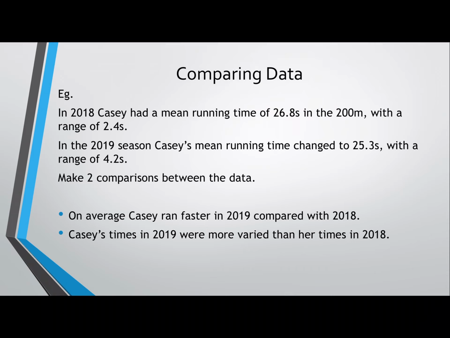I've not said that Casey's time in this was 4.2 and her time in that was 2.4. That's not enough information for me to relate it to the context of the question, and this question was talking about time, so we needed to say faster, and her times were more varied. In this case, I think I said her, it could be his, Casey's, both, but okay.